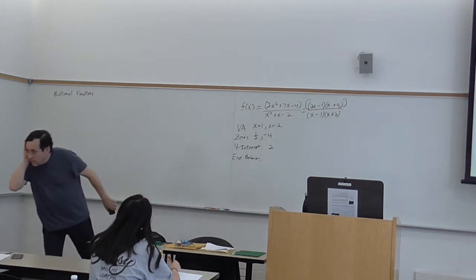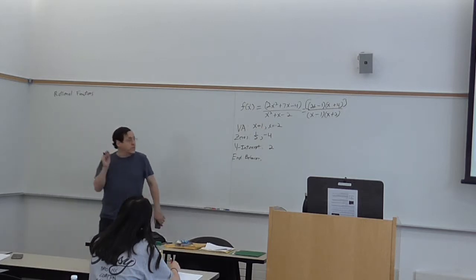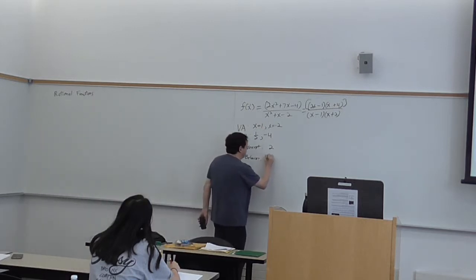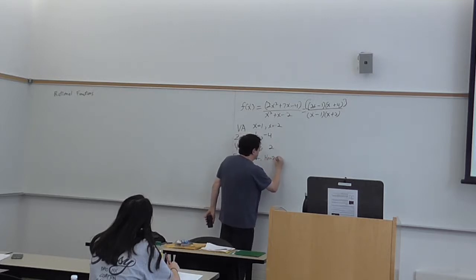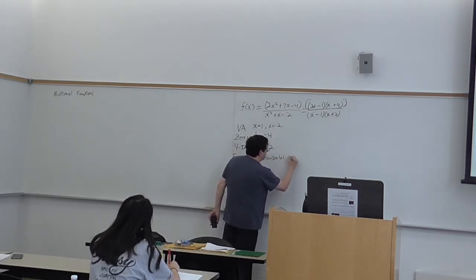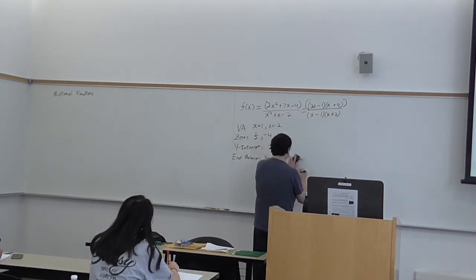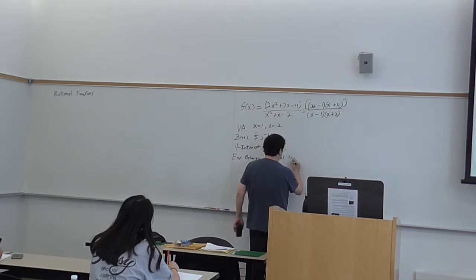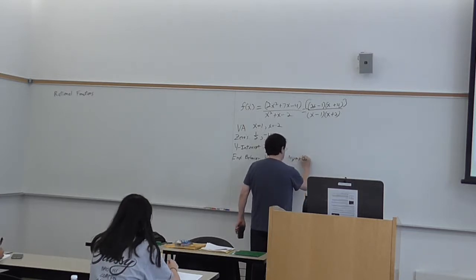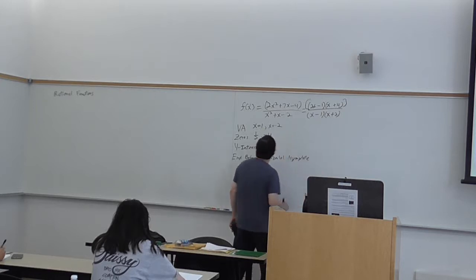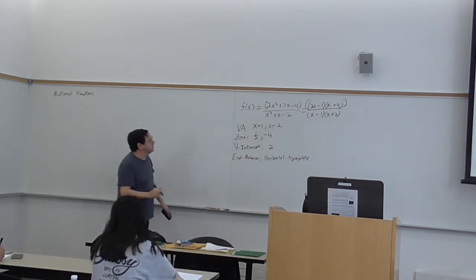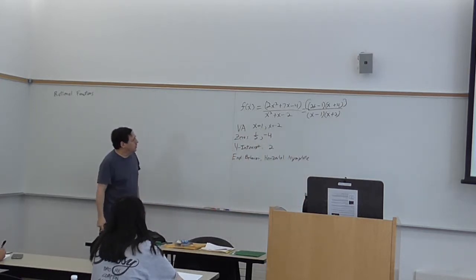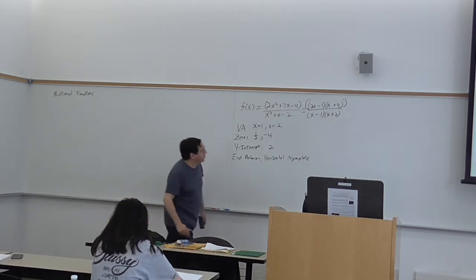I'm sorry? Horizontal asymptote. So I'm having trouble spelling it just like this. There we go. Okay, so now we have all this information. We can start.